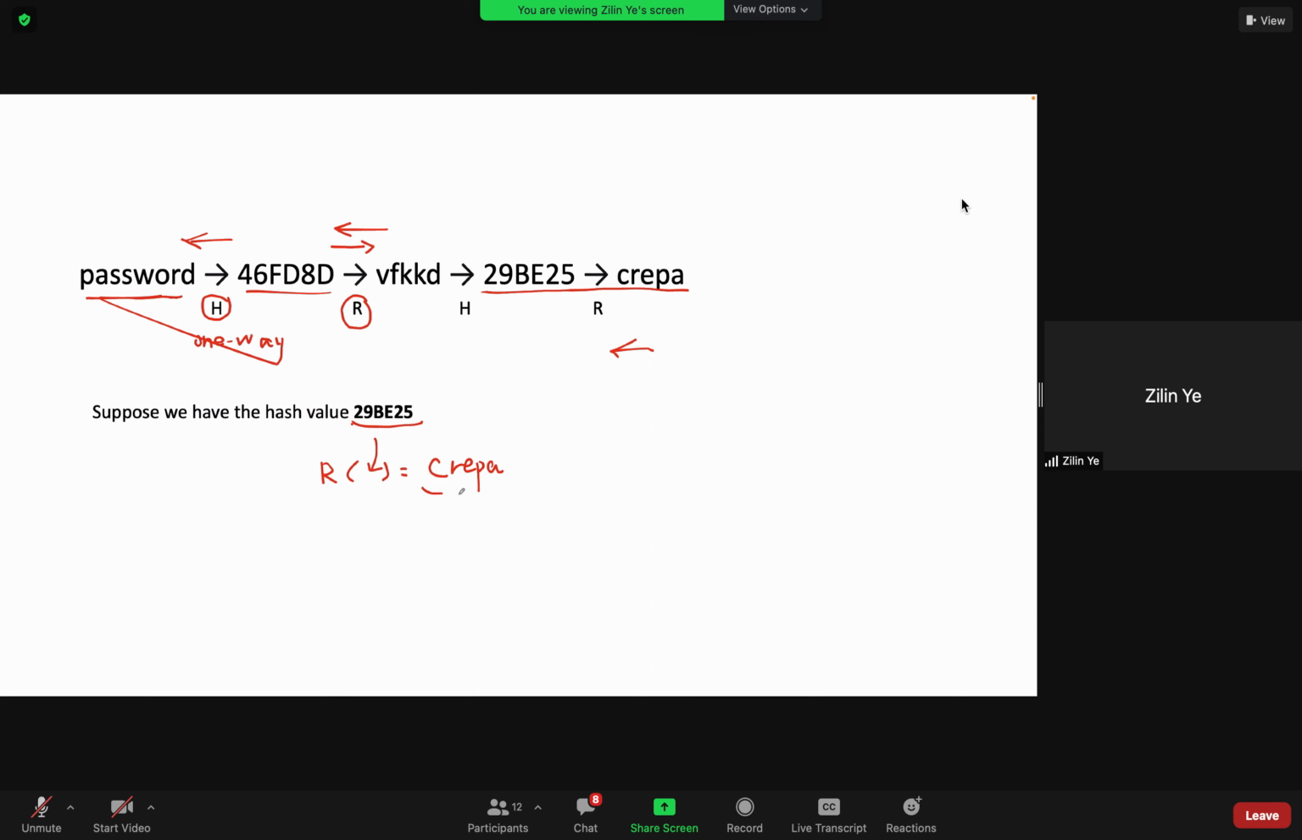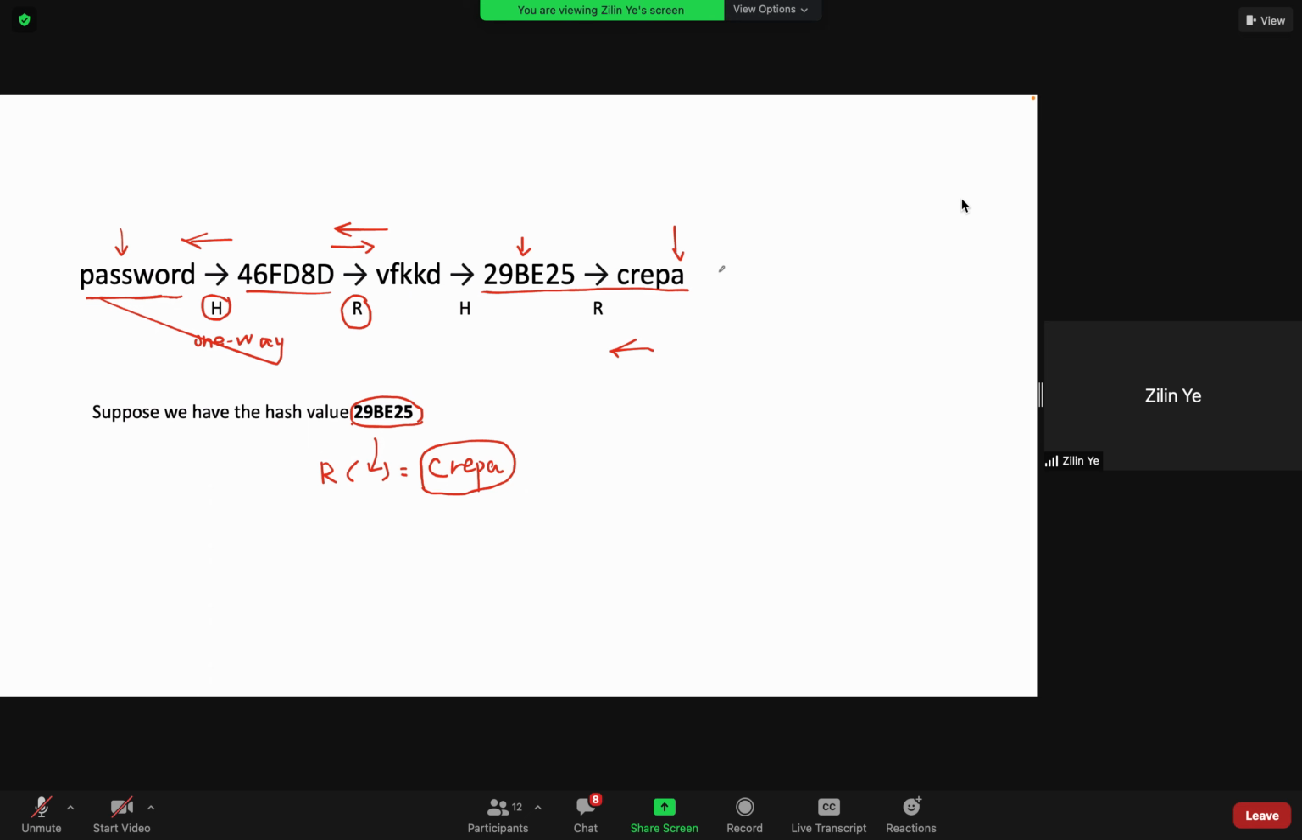And because I know this is the result of my reduce function, the next thing I want to do is identify which chain probably contains my hash value. And how do we do that? Because we only store the head and the tail, we can only compare this with the head and the tail. In this case, I know crippa is at the tail of this chain. So that means it is very likely that our hash value is on the chain. And that is exactly what this chain is for, right?